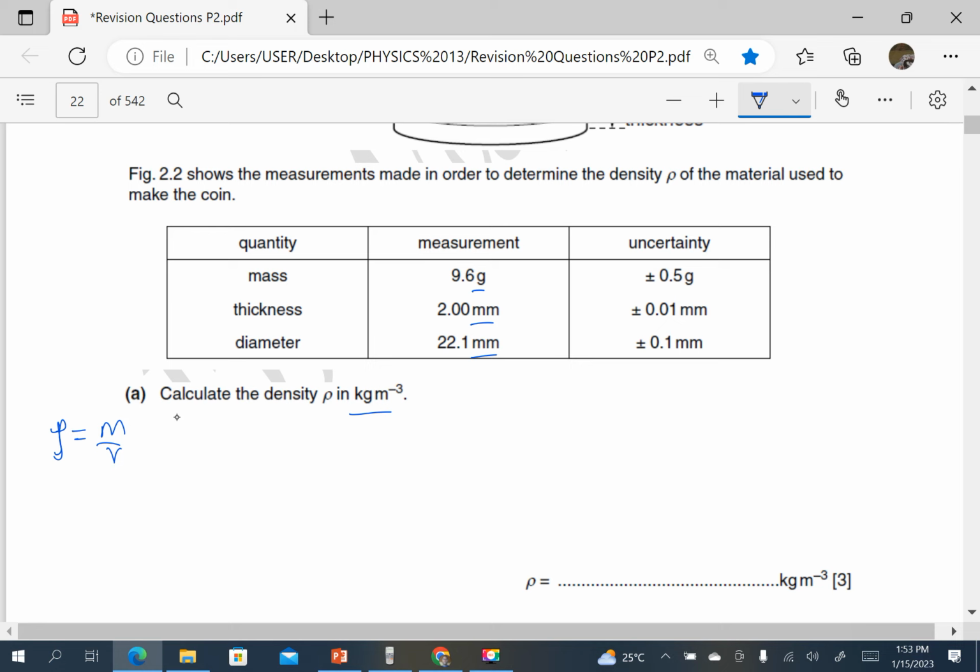We don't have volume, but it's a cylinder. Volume is equal to cross-sectional area, which is pi r squared times h, or times the thickness, h. But we don't have the radius, so I must express it in terms of diameter. This is going to be pi d over 2, this is square times h, which is pi d squared h over 4. That is the volume. So I'm substituting for the volume. So density is going to be where there is volume, I put pi d squared h over 4. So it becomes 4m over pi d squared h. Now substitution becomes easy. I'm now substituting.